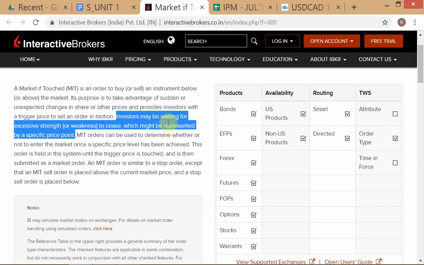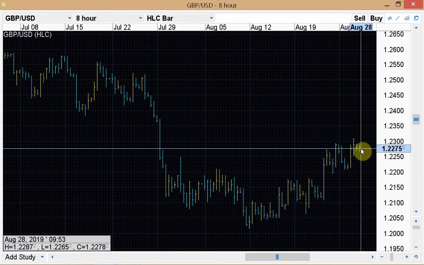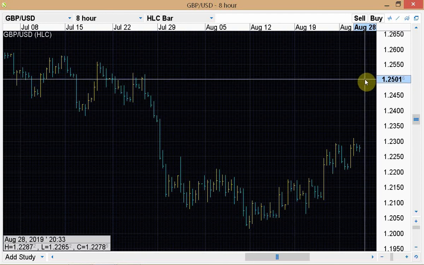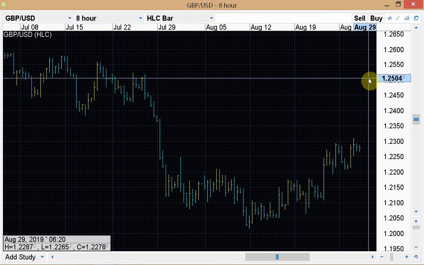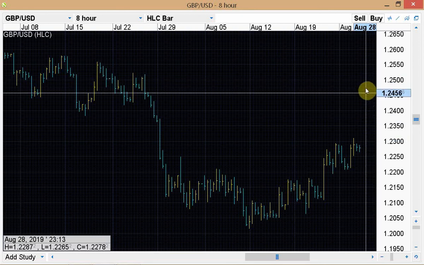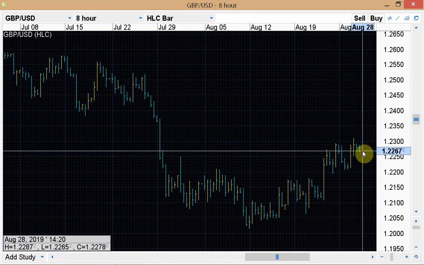When you place a market if touched order, the system will ask you what that trigger level is. Let's say I give the example of 125. My view is it goes to 125 and then falls sharply. So I want to stay long as it's going up until the point it hits 125. Because I feel it can then fall sharply, I place a market if touched order, and since I'm long, it's a take profit order. This is an alternative to a limit sell order.